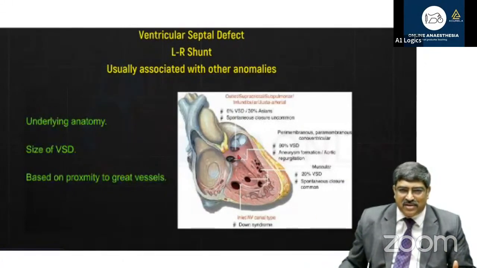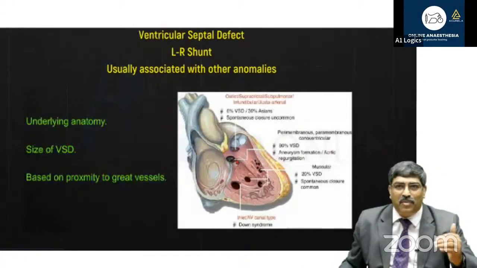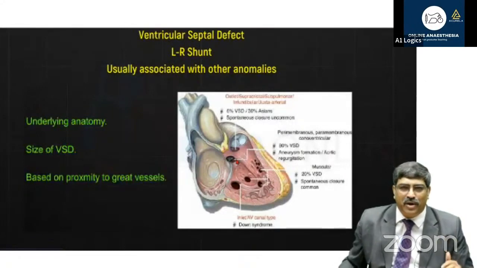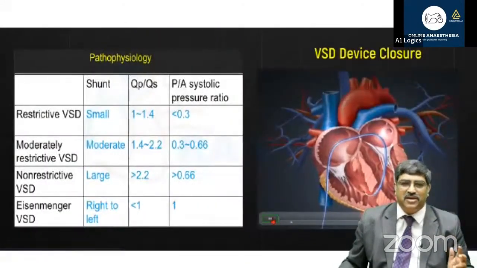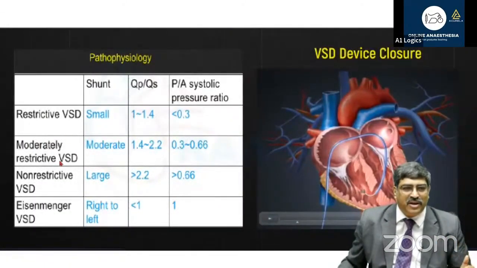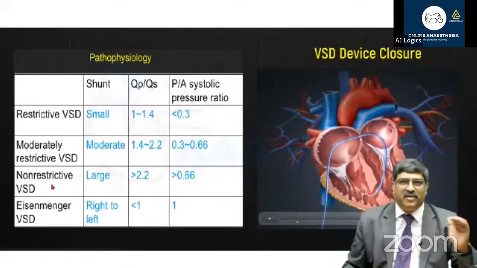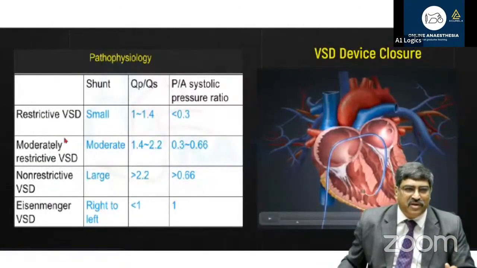Based on the great vessels, it can be below the pulmonary artery or below the aorta, where it is called the subpulmonic VSD or the subaortic VSD. Based on the size, you can classify as restrictive, moderately restrictive, non-restrictive or Eisenmenger VSD. What is this restrictive VSD?